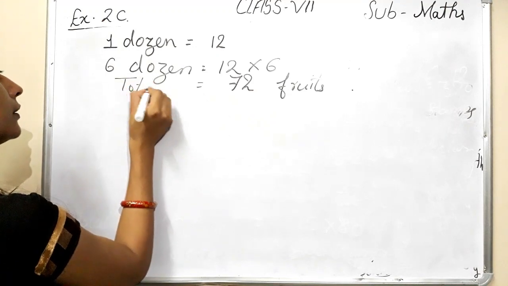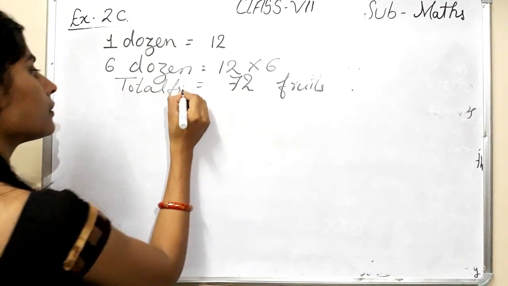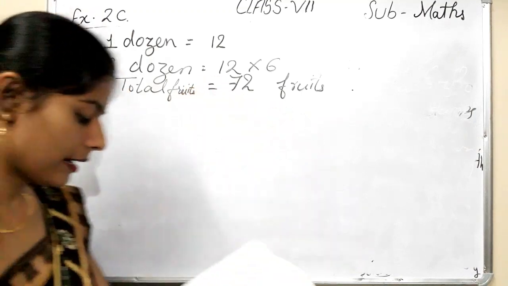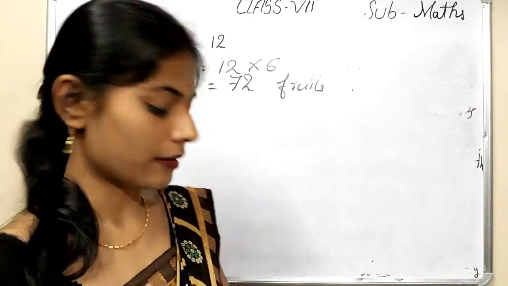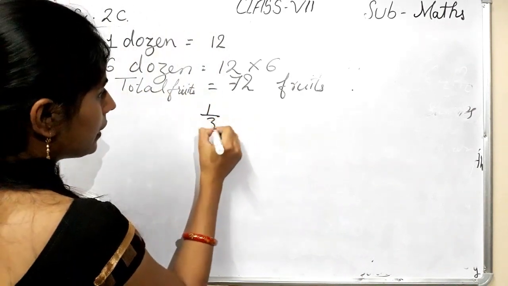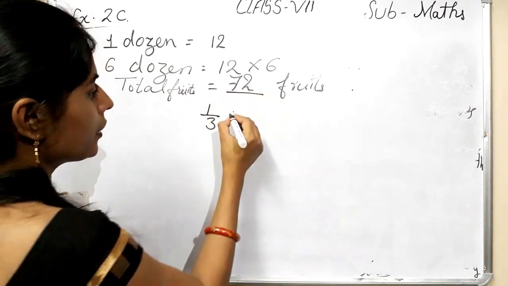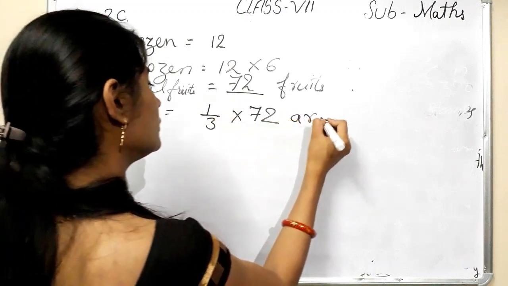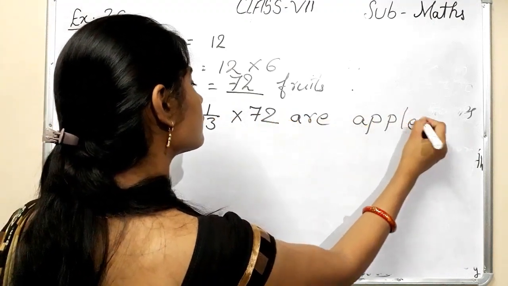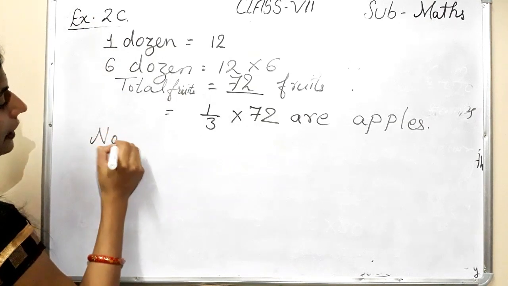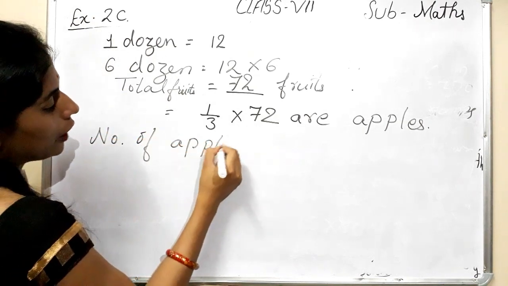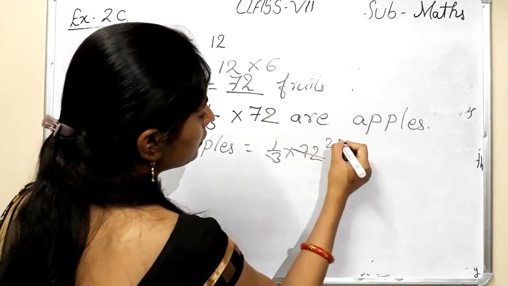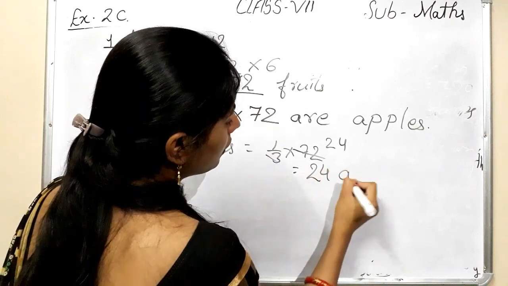Total fruits are 72. Now see what they are asking. 1 by 3 of the 6 dozen means 1 by 3 of 72 are apples. How many apples are there? 1 by 3 into 72 means 3 twos are 6, 24 apples are there.